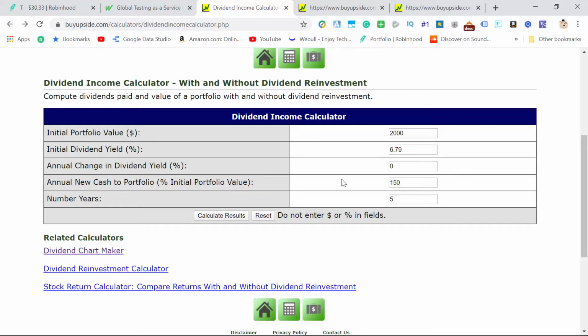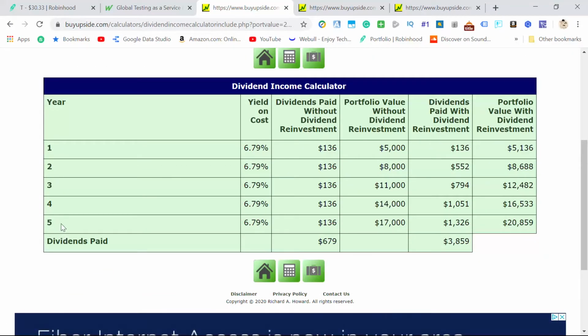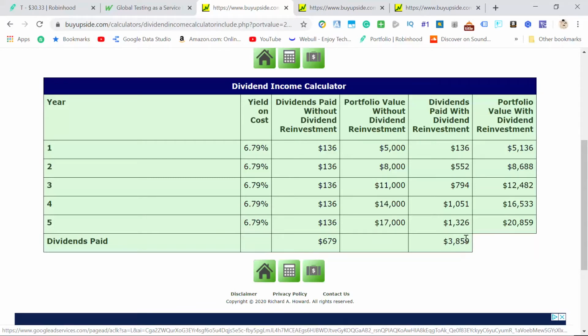So let's go here to the annual new cash portfolio. So what this is saying is that we're going to put in 150% of $2,000 into our portfolio, and we're going to do it for 5 years. And this is to calculate how much it's going to cost us to make $100 a month in dividend yield. So let's calculate that. You guys can take a look at this chart. But after 5 years, it's saying at 6.79% that we would be making $1,326, and our portfolio value would need to be at $20,859. Okay, in order to make that.